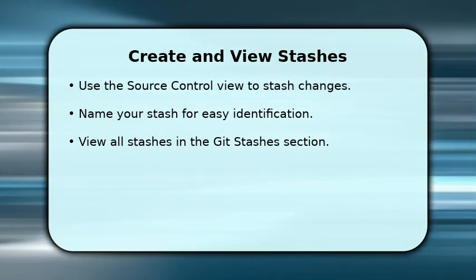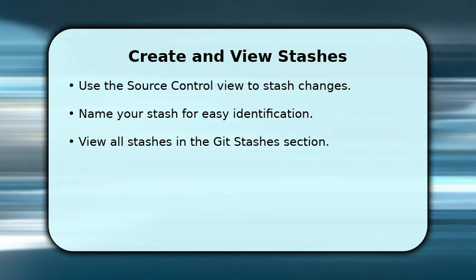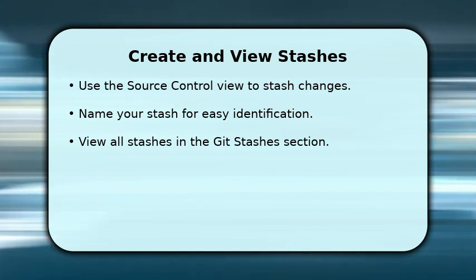Creating a stash in VS Code is straightforward. Navigate to the source control view, where you'll find options to stash your changes. You can choose to include untracked files or just the tracked ones. Giving your stash a descriptive name is a good practice, as it helps you remember its purpose later.